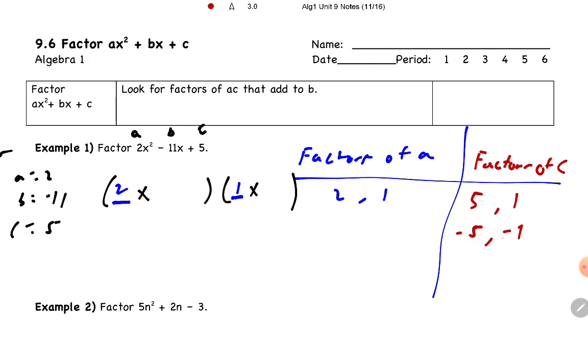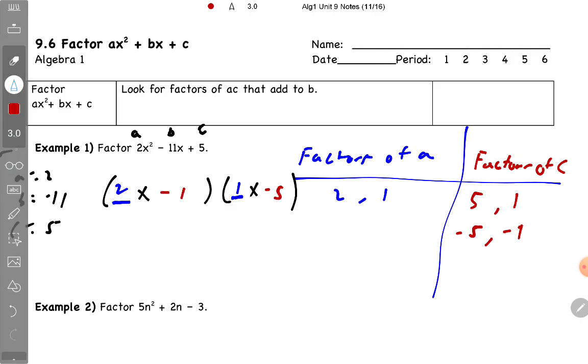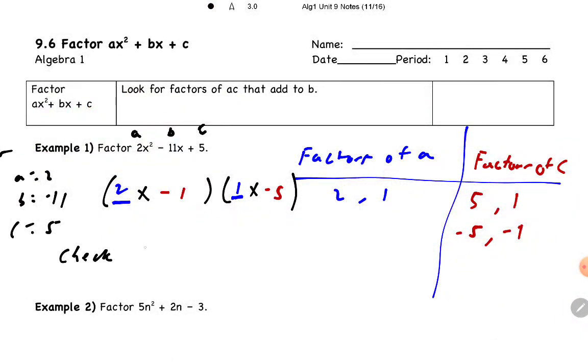What you want to do here is pick numbers that you think will work. It's a negative 11x, so it's probably going to be some combination of negative 5 and negative 1. In fact, it's actually this one, and I'll show you why. When we check, we FOIL this. These first numbers give us our 2x squared. So we're on the right track. That's how we get our a value.